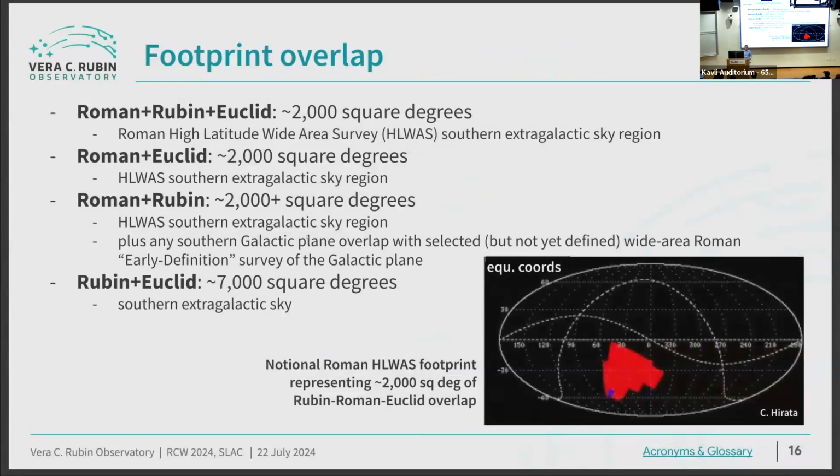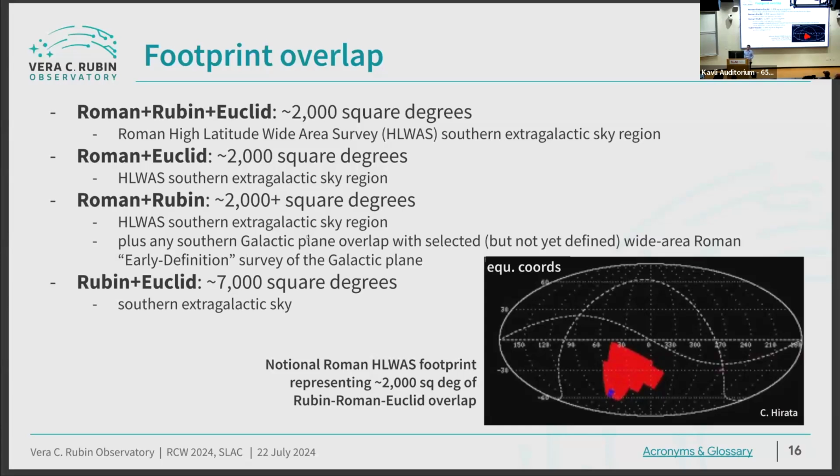So a little bit more about the comparison of these 3 surveys. There will be this special sky region in the southern extragalactic sky that will have roughly 2,000 square degrees, where the High Latitude Wide Area Survey from Roman overlaps with both the wide, fast, deep survey from Rubin and also the Euclid wide survey. So that's going to be a really special and highly studied area. But then there are also other overlaps. So Rubin plus Euclid just shares the exact same overlap I talked about in this southern sky region.